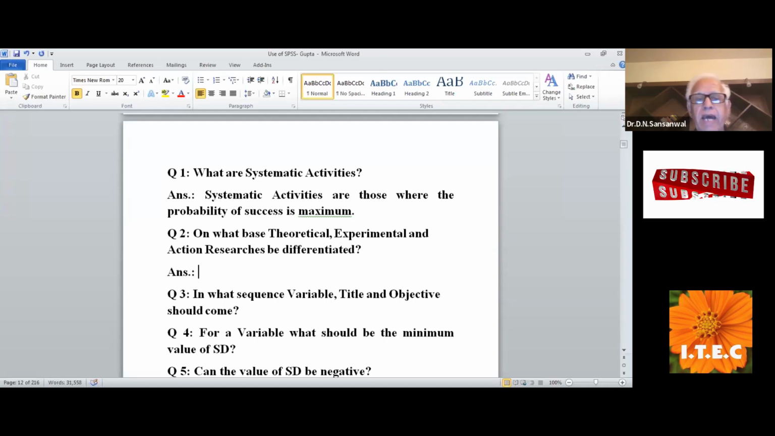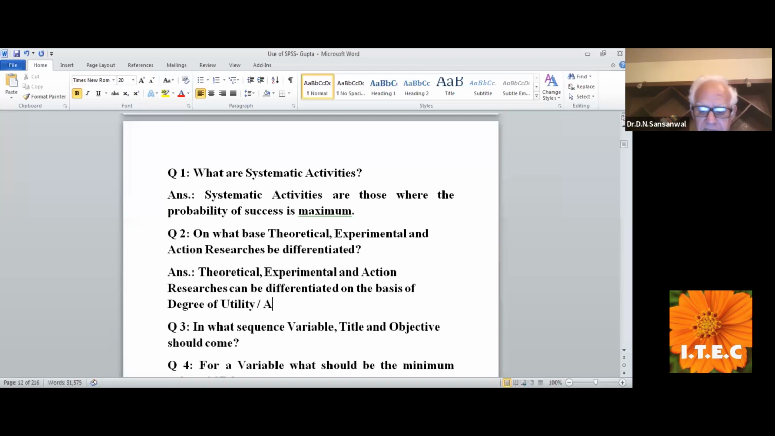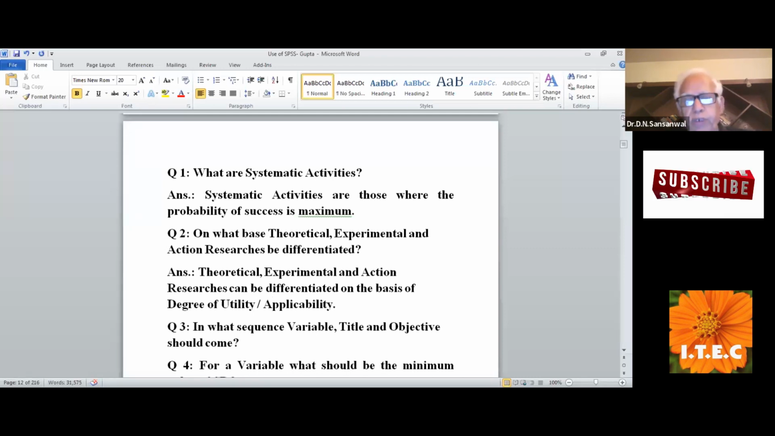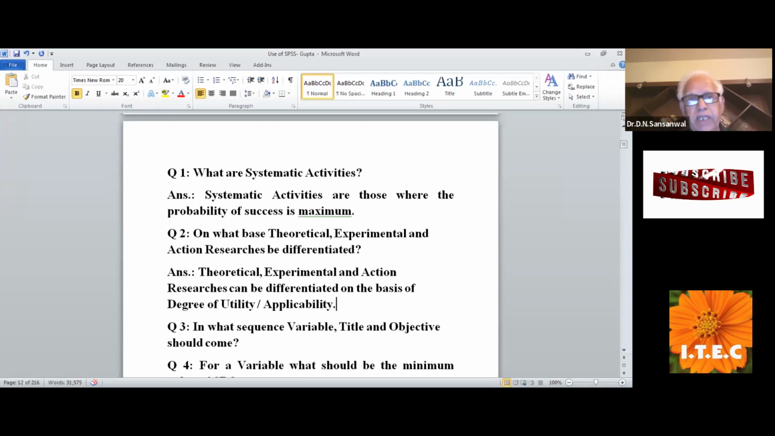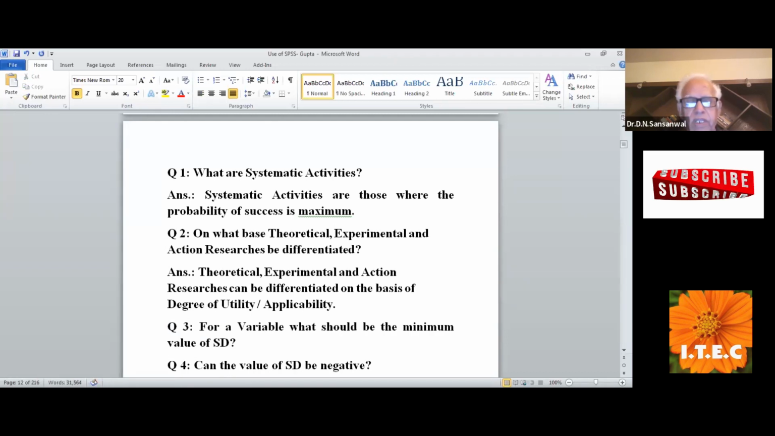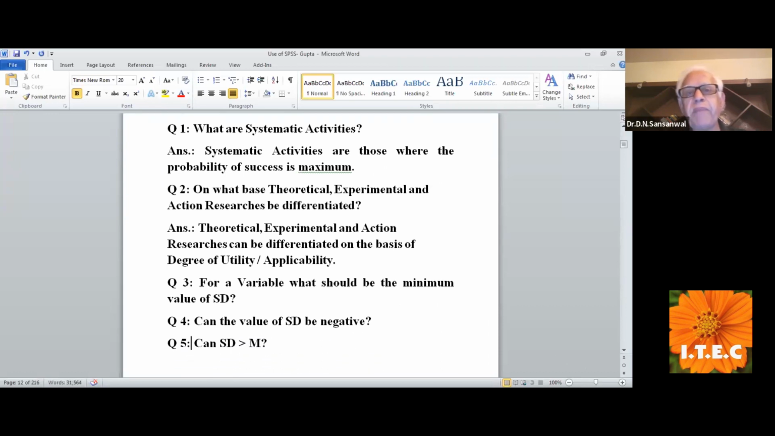So you can say that theoretical, experimental and action researches can be differentiated on the basis of degree of utility, or you can say applicability. So I have answered the second question. I have already answered the third question yesterday when I was talking about the variables, title and objective. So this is the sequence in which they should come. Okay, so this I have already explained to you. Now you can try to find out the answer of question number 3, question number 4, and question number 5, and get back tomorrow with answers.